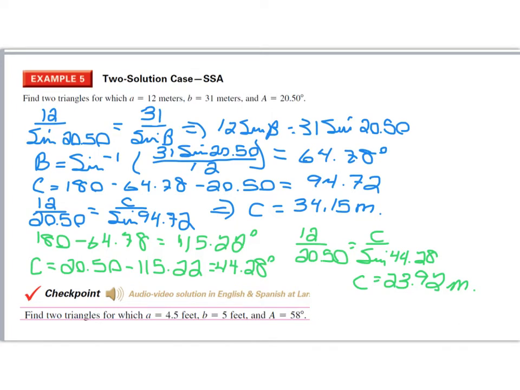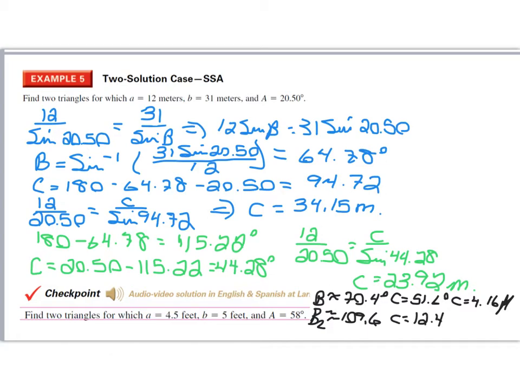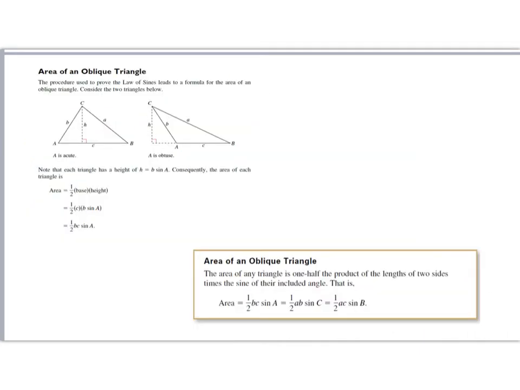And for this one, you should have got the first B 70.4 degrees, which makes C equal to 51.6 degrees, which makes little c 41.16 feet. And then your second B would have been 109.6 when you subtract it from 180. So your big C would have been 12.4 degrees. Your little c would have been 1.14. All right, let's keep moving.